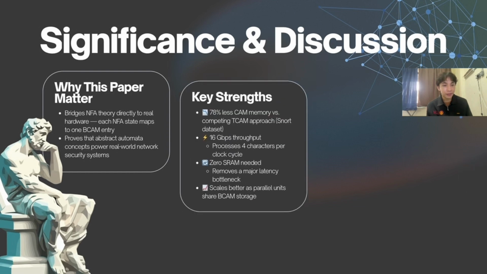In terms of strengths, the numbers speak for themselves. The proposed approach uses 78% less content addressable memory compared to the best existing ternary content addressable memory based method. It also eliminates SRAM entirely, which removes a major source of delay in the matching pipeline. And by processing 4 characters per clock cycle, it achieves 16 gigabit per second throughput, fast enough for real network environments.